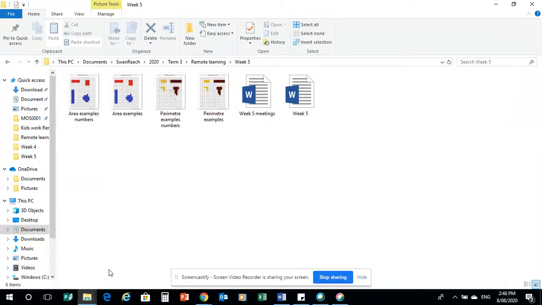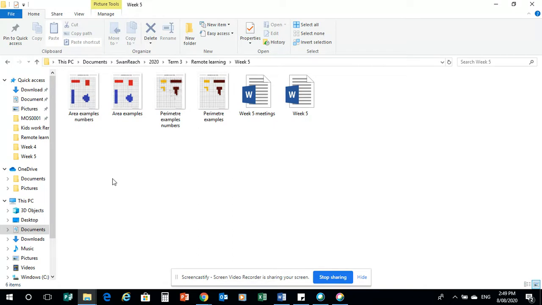Okay. Now, some of us have some issues with our area and perimeter using the grids. So I'm just going to quickly explain some of the mistakes that people made. Now, there were a few people that did it spot on, but a few that didn't quite. So I've got some examples here that I'll show you.